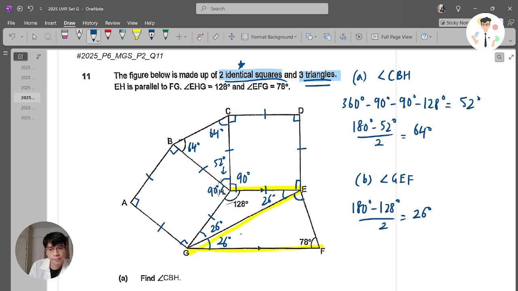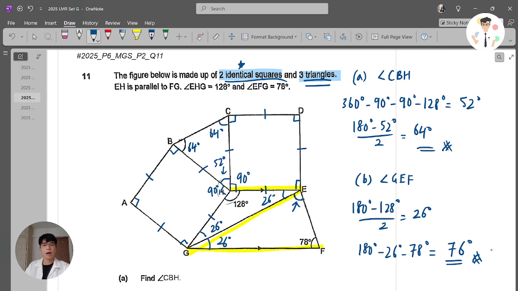Okay, and I think here 26, here 78. I think this is easy to find. Here's 180 minus 26 minus 78, and you should get the answer 76. Okay, 64 and 76. Okay, simple, and we are done for our question here.